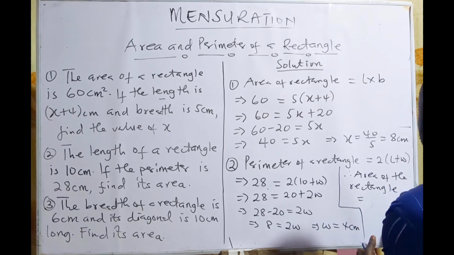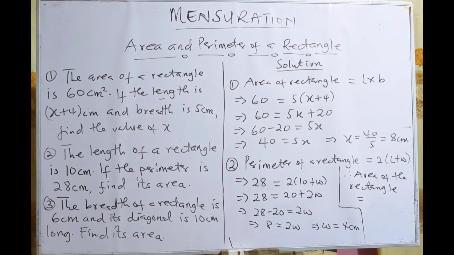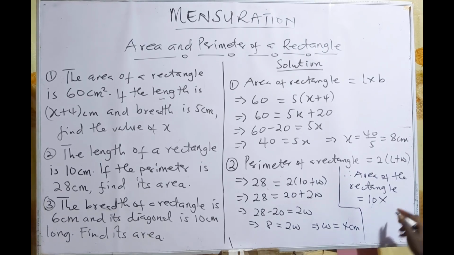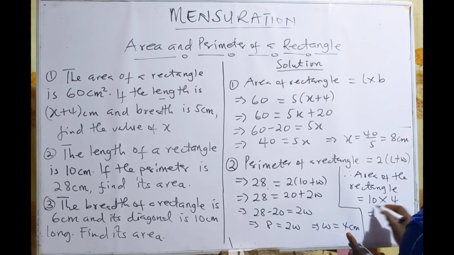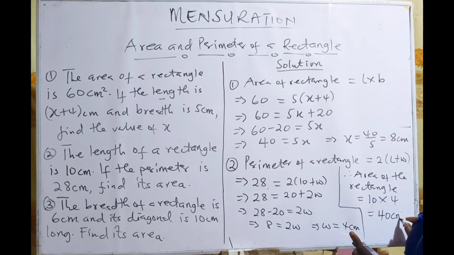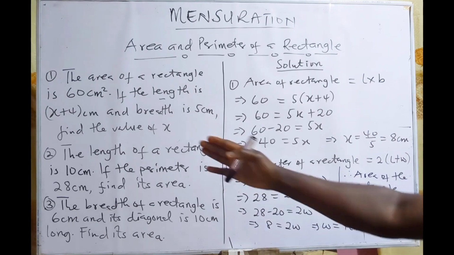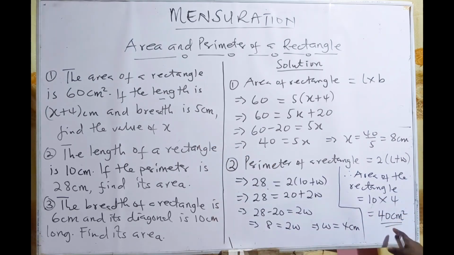We know the area is what? The length times the width. So what is the length? 10 centimeters. And what is the width? We have 4. So that will give 10 times 4 is 40. So 40 centimeters squared. So simple. 40 centimeters squared. So we have used the perimeter to find the width. And then since we also have the length already, you multiply the two to get the area of the rectangle.